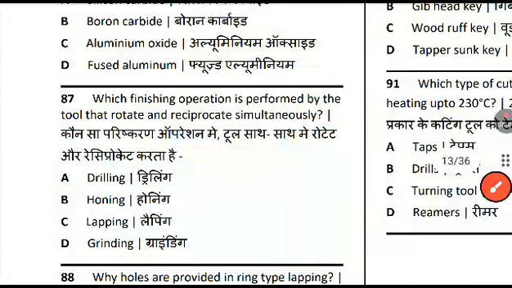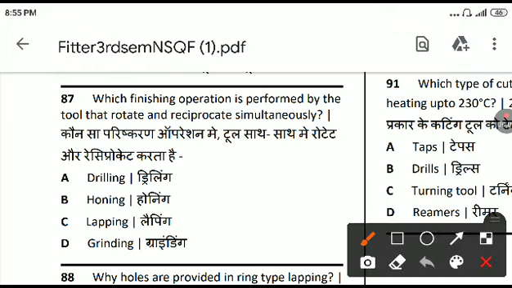87. Which finishing operation is performed by the tool that rotates and reciprocates simultaneously? Drilling, not. Option B, honing. Answer honing.